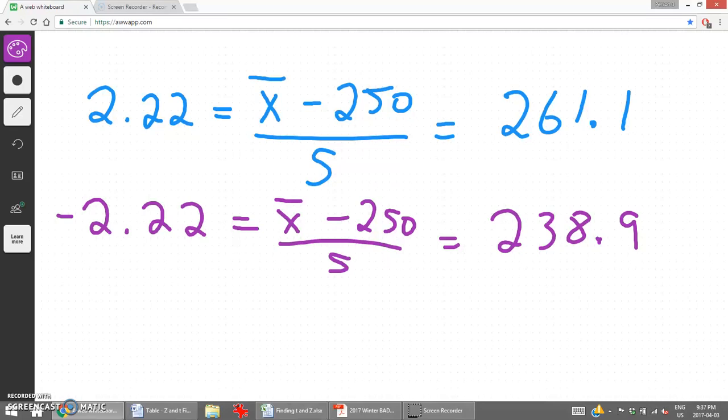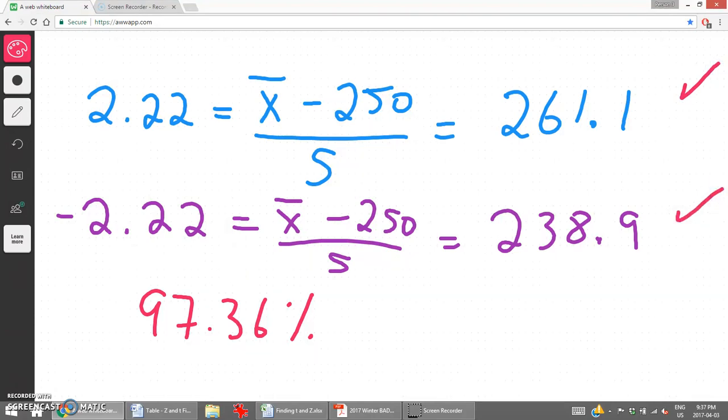This helps us understand that 97.36% of all possible sample means with a sample size of 36 would be between this upper limit and this lower limit. So 97.36% of all possible sample means of size 36 would be between 238.9 and 261.1.